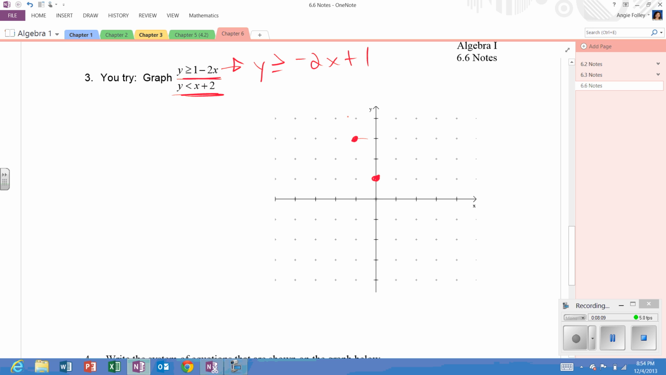Now, it is a solid line because we have the greater than or equal to. That wasn't a very straight line. I suggest using a ruler. On the second equation, my y-intercept is 2 and my slope is 1. So I'm going to go up to 2, and my slope is 1. So I would go up 1 over 1, or down 1 to the left 1, whichever way you want to go. Now this is going to be a dashed line.